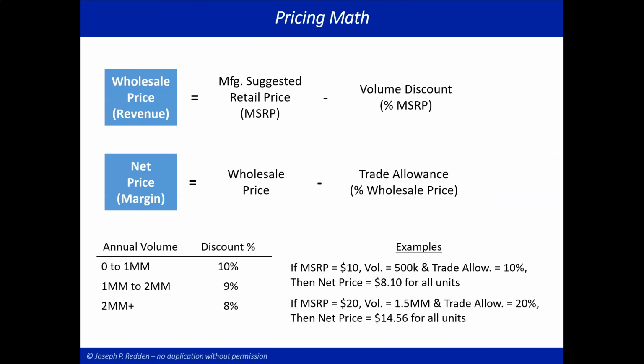So the way it works is that there's a wholesale price, which is what you actually receive as revenue from the retailer. This will equal the manufacturer's suggested retail price, which you set in your decisions, minus a volume discount. Retailers expect volume discounts. That is, as they sell more, they get a bigger discount off. This is some of their margin, how they make money.